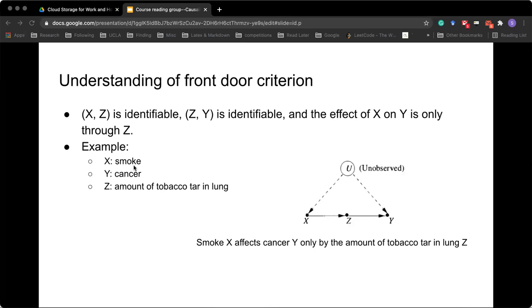That means if a person smokes, then they will have some tobacco tar in their lung. And if there is some tobacco tar in a person's lung, then we know that this person is easy to get cancer. Okay, and suppose our knowledge is true, that this is the only way smoke can affect cancer, by this amount of tobacco tar. Then we can draw a causal graph something like this. And by doing this, we know that the causal effect of smoke on cancer becomes identifiable. That's another intuitive understanding of the front door criteria.